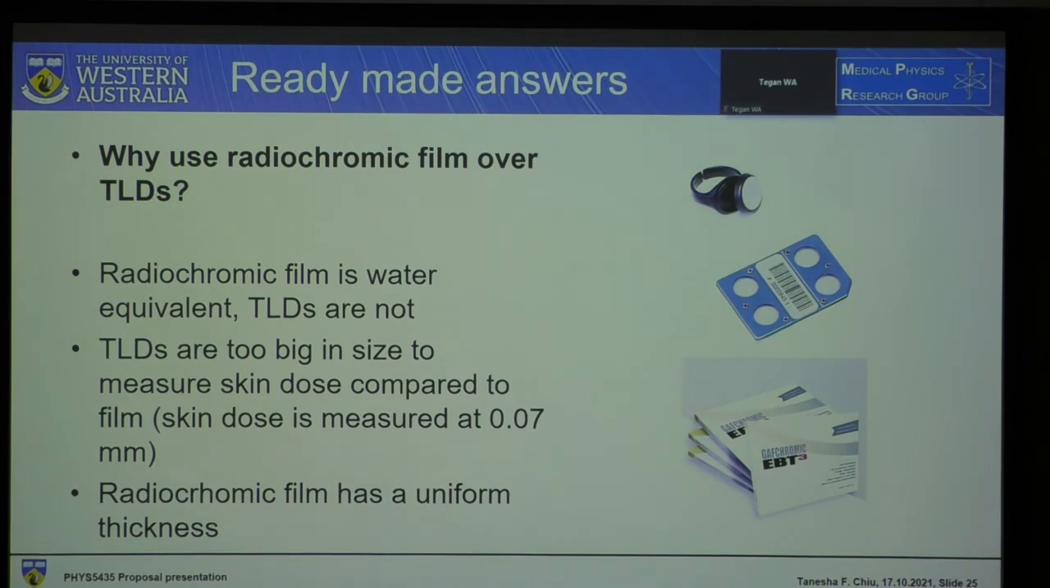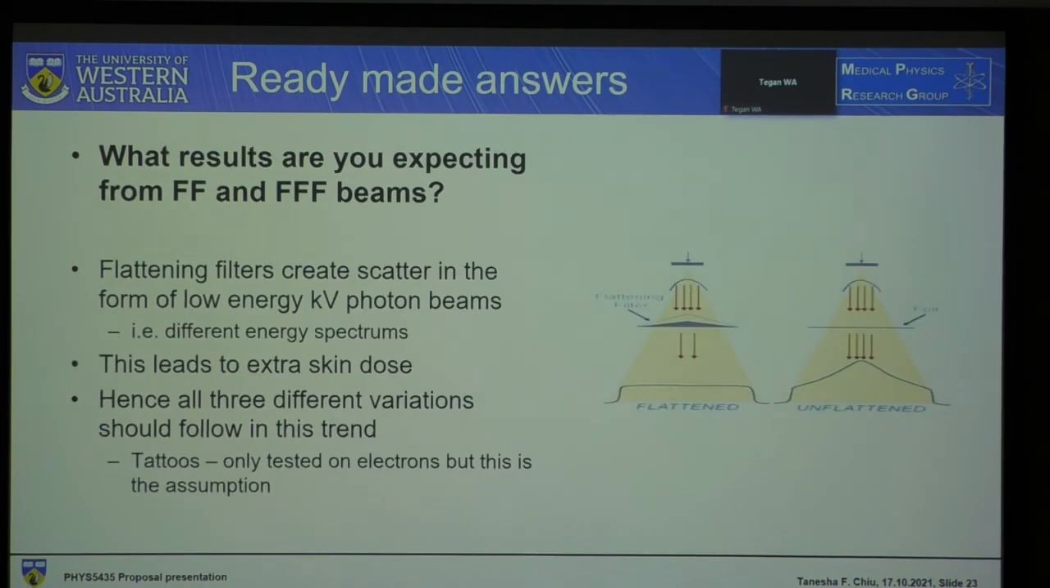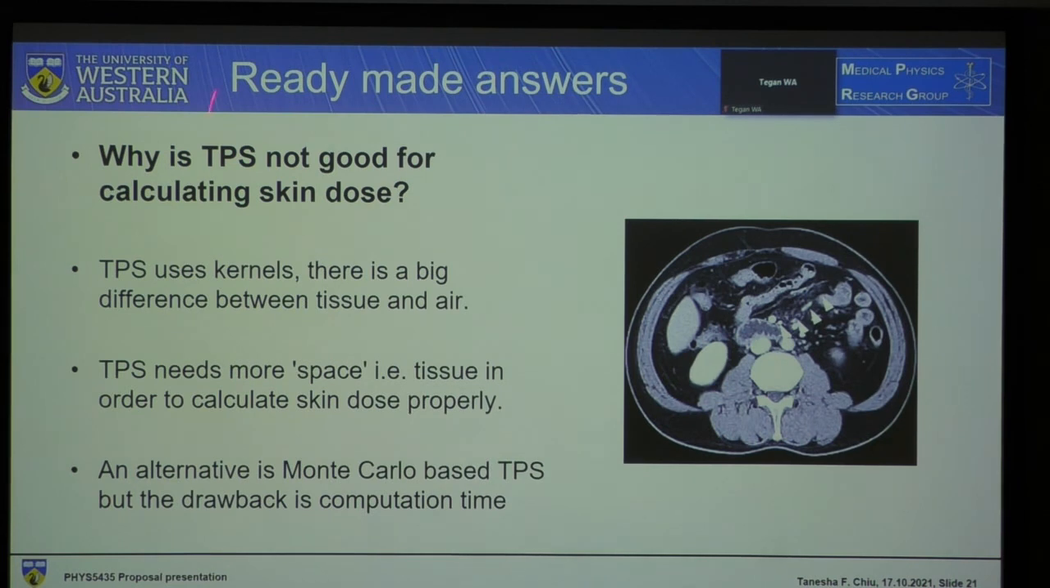Any other questions? Rachel? Why is the treatment planning system not good for calculating skin dose? Wonderful question. So why is TPS not good for calculating skin dose? TPS uses kernels, and there is a big difference between tissue and air. So TPS needs more space in order for it to calculate skin dose properly. An alternative that can be used is Monte Carlo-based TPS, but the drawback is computation time.